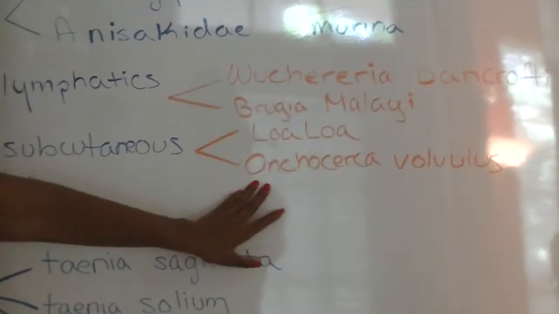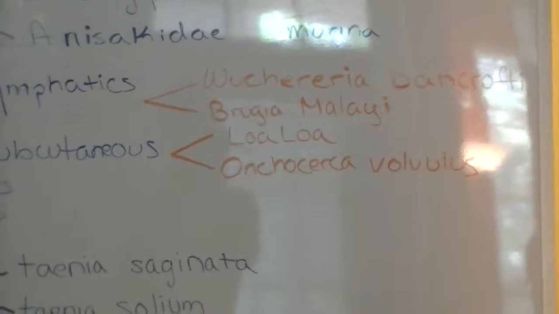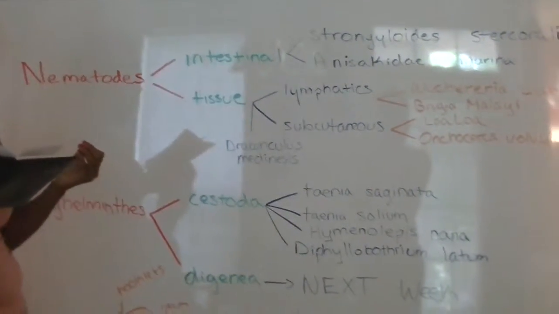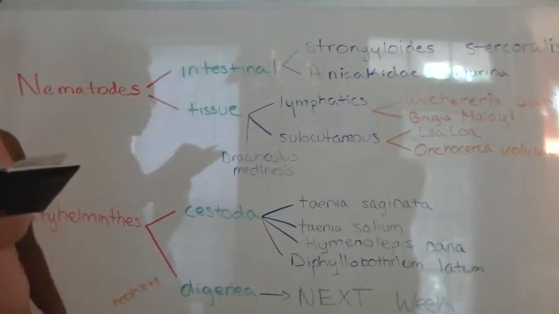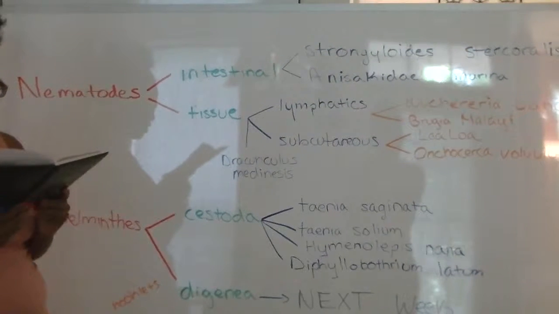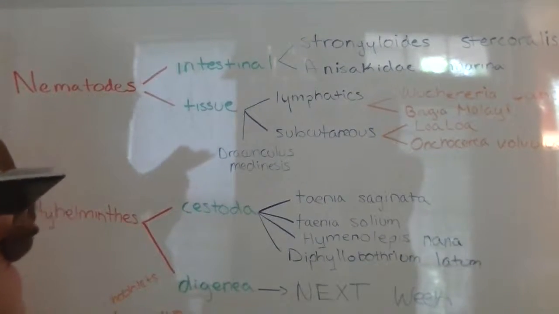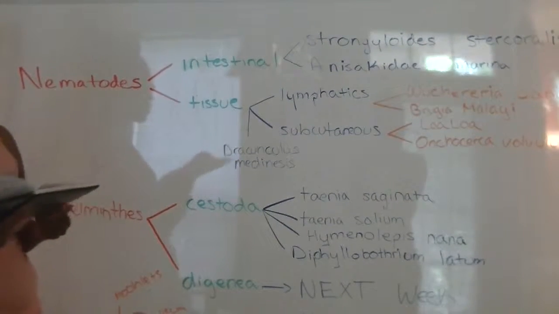For our subcutaneous tissue roundworms, we have Loa loa, which is also called the eyeworm, and we have Onchocerca, something like that. And she also is called the blinding filaria. So that's another word for this one. The vector for Loa loa is the Chrysops fly, and the vector for the Onchocerca is the Simulium fly, also called the black fly.